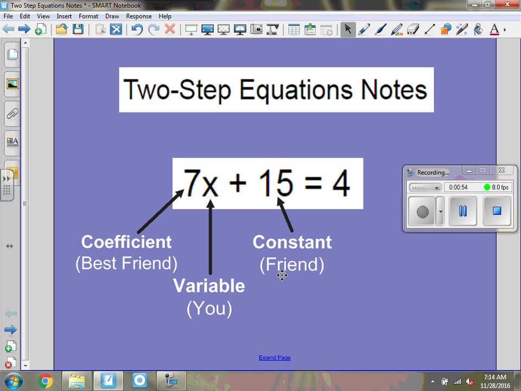and then that 15 is called a constant. That's just that number that's on its own. 15 is always the number 15, so we call it a constant. I like to call that just your normal friend, not a best friend, but still a friend.